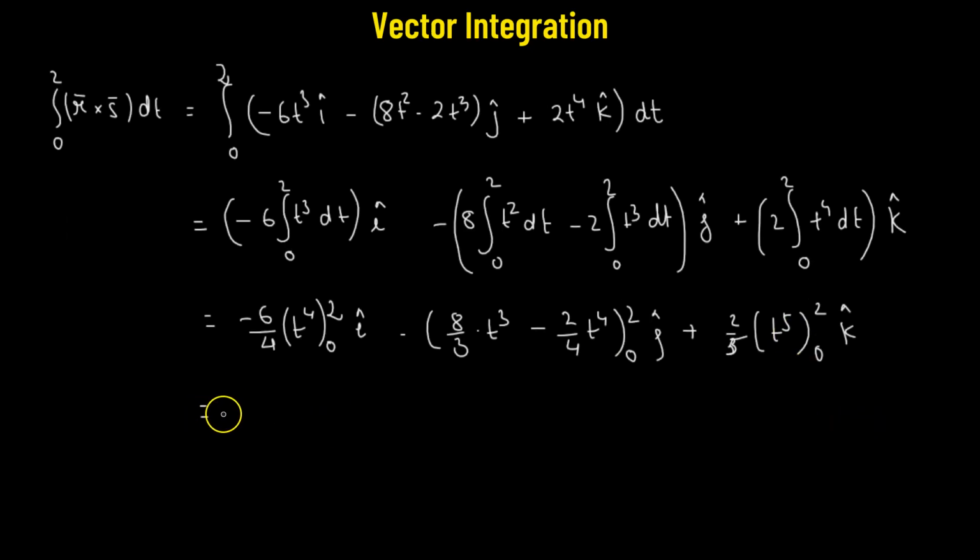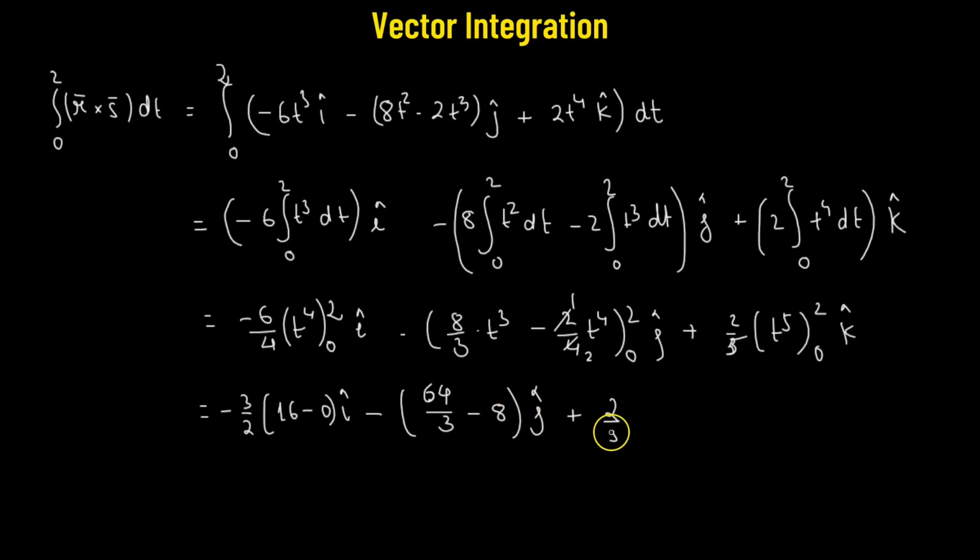So that will be negative 3 over 2. So we have t raised to the power of 4, so that's 16 minus the lower limit, which is 0, i cap, minus, we'll use the upper limit. So we had 8 over 3 times 2 cubed, so that's 2 raised to the power of 3 is 8, so we have 8 times 8, 64, so we have 64 over 3 minus, so 2 over 4, that's simply 1/2. So half times 2 raised to the power of 4, so that's 8. And the lower limit is going to be 0. This is j cap plus 2/5 of 2 raised to the power of 5, so that's 32. So we have 32 minus 0 k cap.